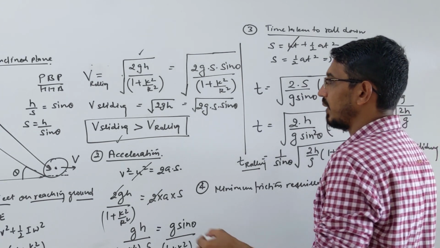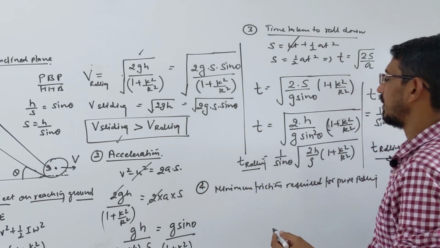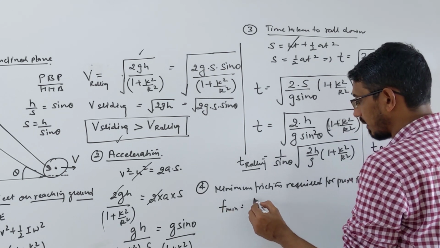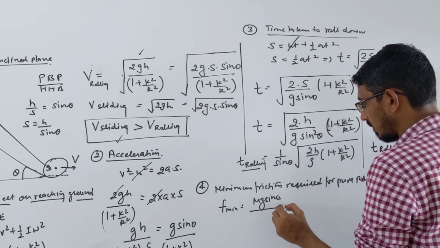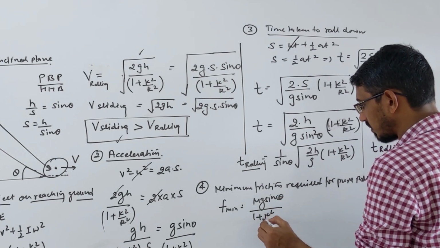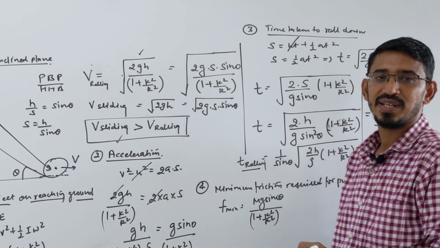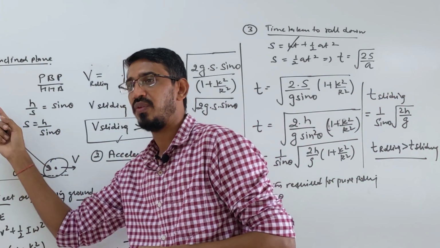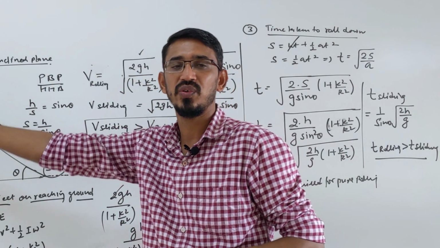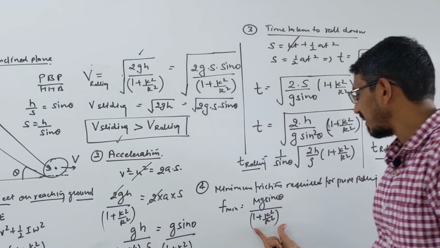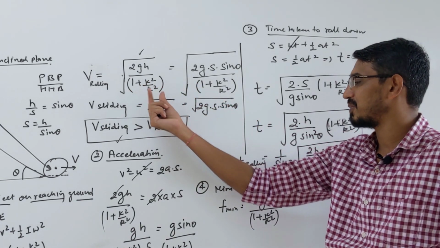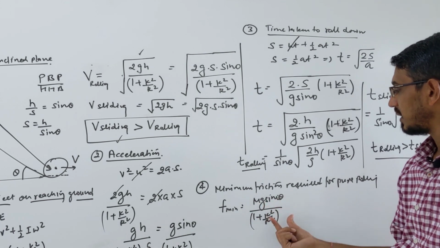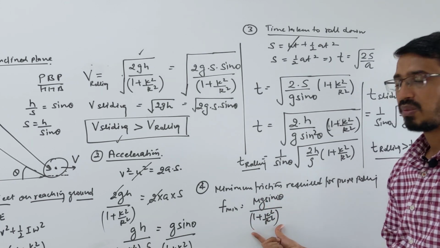We can write this, the small derivation I am not doing, we do not actually need it. The minimum friction force we need is mg sin theta upon 1 plus k square by r square. If you remember in Newton's laws, when an object slides downward, mg sin theta acts downward and friction force is upward, so under equilibrium friction force is simply equal to mg sin theta. Here also that additional term, 1 plus k square by r square, comes because of rolling, the same term as everywhere. So minimum friction needed is mg sin theta upon 1 plus k square by r square.